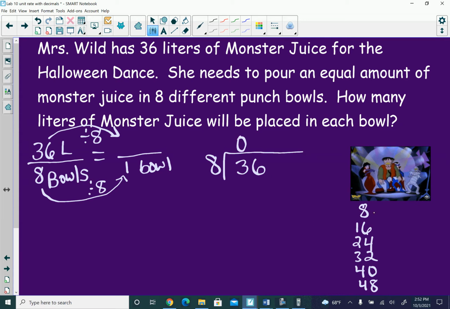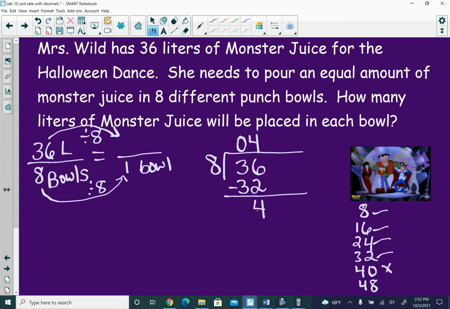8 will go into 36 once, twice, 3 times, 4 times, but 5 is too much, so I'm going to put a 4 here. So 4 times 8 is 32. That means there was 36 liters. We're going to use 32. There's 4 remaining. And we don't use remainders in our answer now that we're in 6th grade.